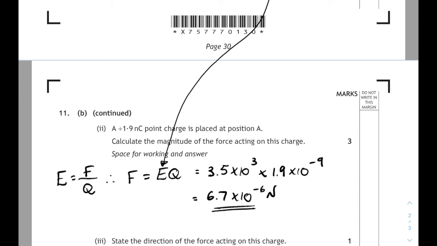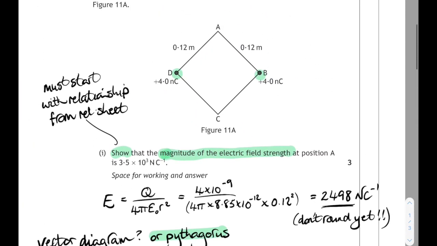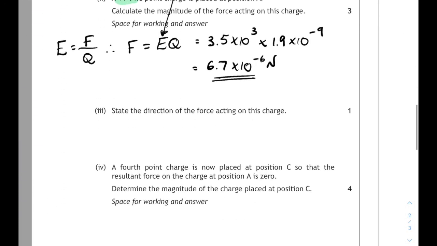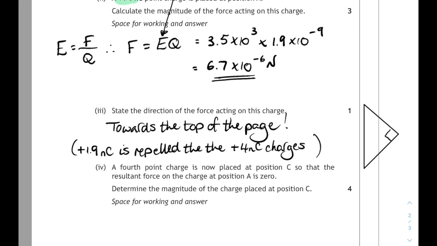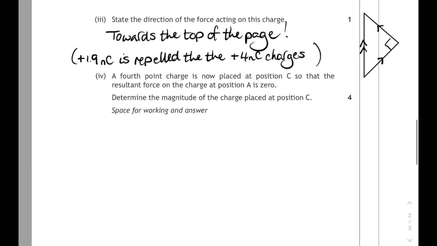And then we're asked for the direction of the force that's acting on this charge. Well, it's a positive charge, and the other two charges are positive as well. So those two 4 nanocoulomb charges are going to repel the 1.9 nanocoulomb charge towards the top of the page. The 1.9 nanocoulomb charge is repelled by the two 4 nanocoulomb charges. And again, if you want to sketch a little right angled triangle just to show the vectors at work, then they will be pushing that charge towards the top of the page.